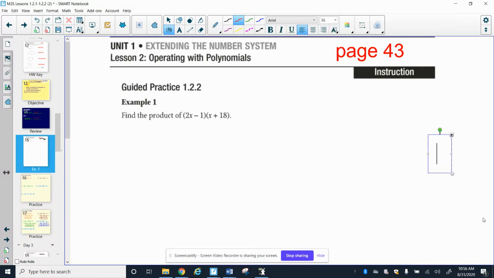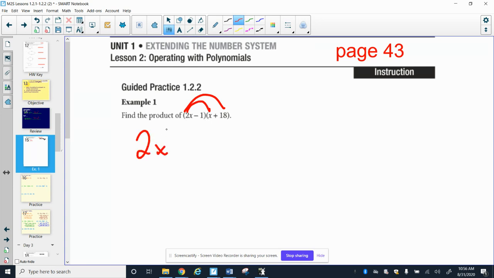The way that we distribute across these multiple sets of parentheses is we double distribute. So we're going to multiply this 2x to the x and to the 8. We'll do that first. 2x times x is 2x squared. Then 2x times 8 is plus 16x. Then we also have to distribute this negative 1 to both. Negative 1 times x is minus x, and negative 1 times 8 is minus 8.